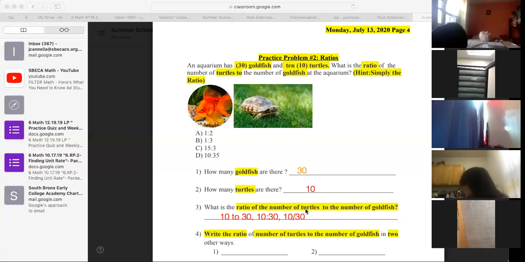Okay. Oh, wait. Hold on. Don't write all that down, because I goofed up. You're only supposed to pick one answer. So we're going to redo that. Let me put a text box here. We're going to pick 10 to 30, because then it says write it in 2 other ways. So we write it with the colon, the word to, and we write it with a fraction.